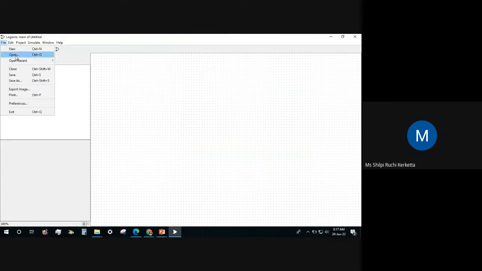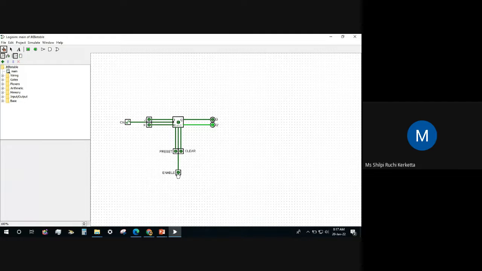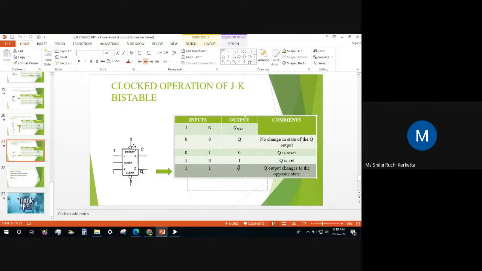If I open my JK bistable, yesterday I explained this JK bistable preset and clear. We have to put it at 1 1. But because this is positive edge triggering, we are using this as 0 0. Here you can see there is a bubble. It means it is negative edge triggering. So we have to first preset and clear this as 1 1. That is an enable key. Only then will this JK bistable work, and then we will start using J and K.